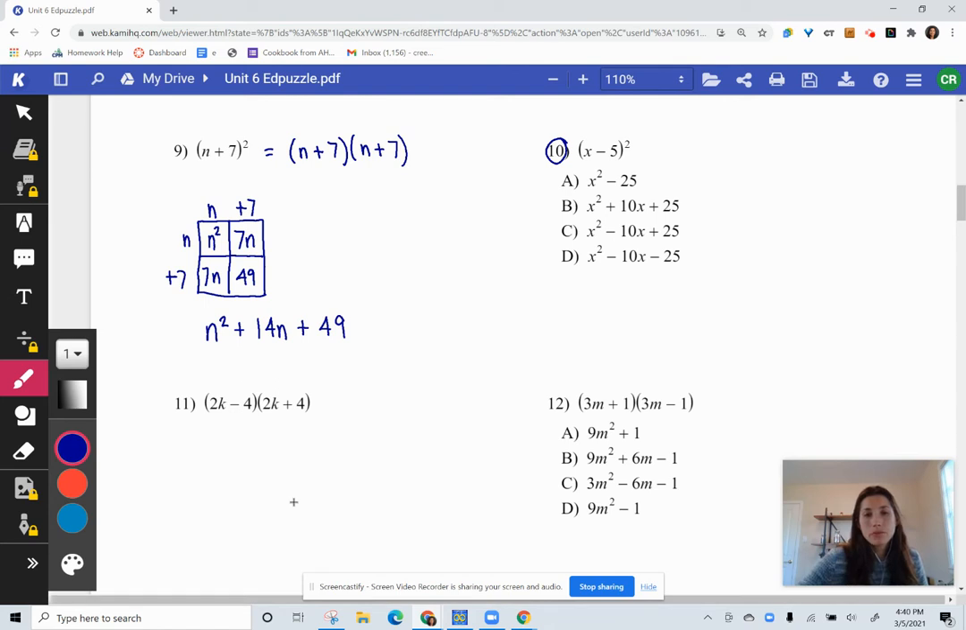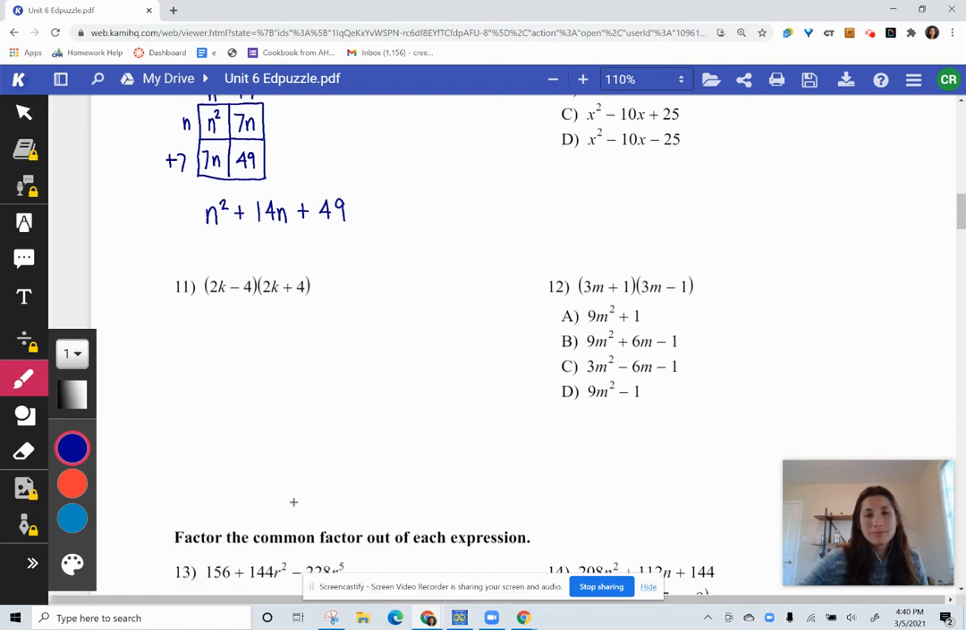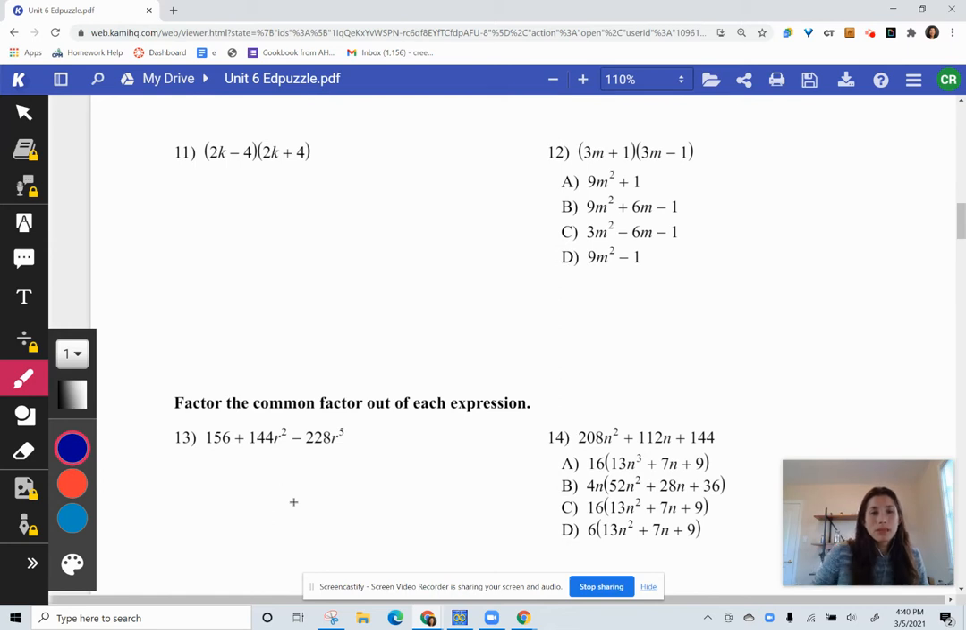And we call those perfect squares. Now this one is called a difference of squares. So we're multiplying two terms by two terms still. So we have 2k minus 4, and we're multiplying that with 2k plus 4.